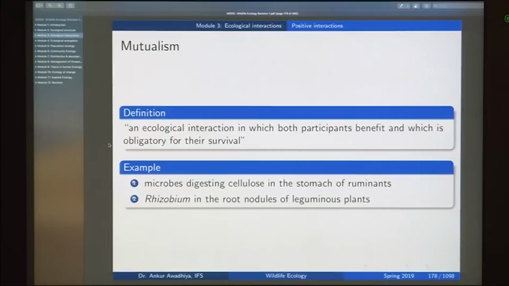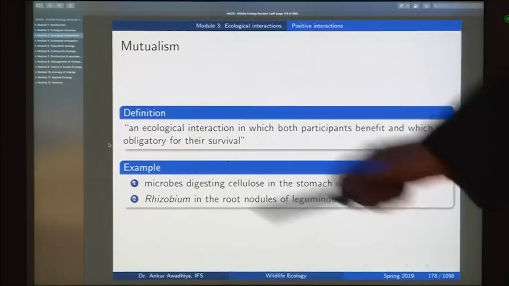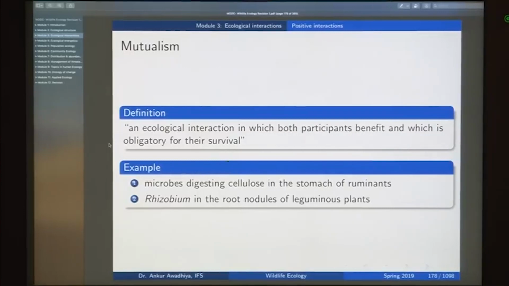Good examples are microbes that digest cellulose in the stomach of ruminants. In this case, the ruminants are able to digest cellulose through the action of these microbes. So, the ruminants are getting food and these microbes are getting shelter as well as food.